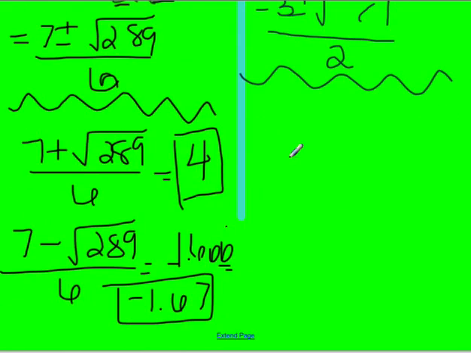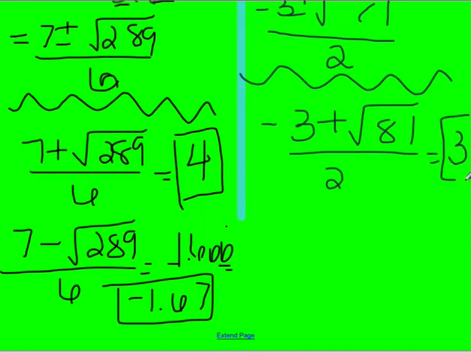So let's do our plus version first. So we're going to do -3 plus the square root of 81. And then you're going to hit enter. Once you've hit enter, then you're going to divide by 2. And when you do that, you should have gotten 3. So one of your answers is 3.